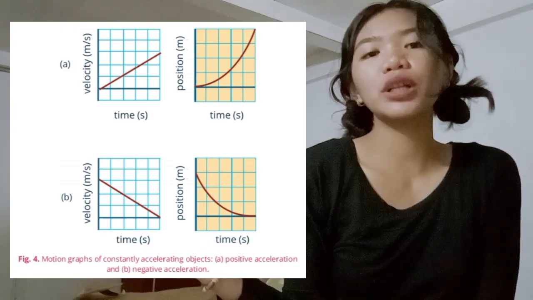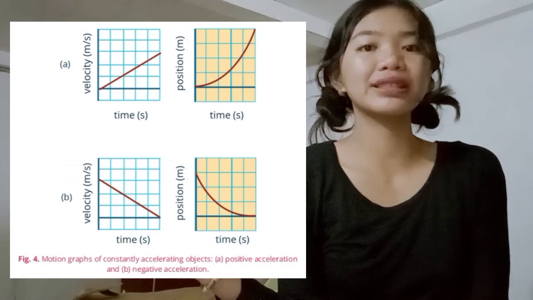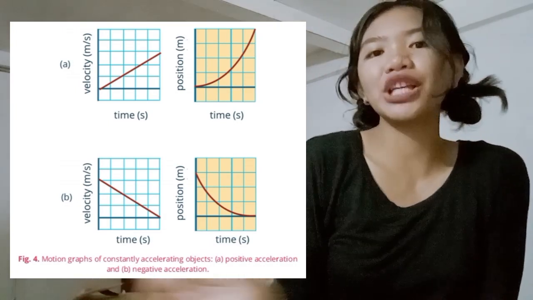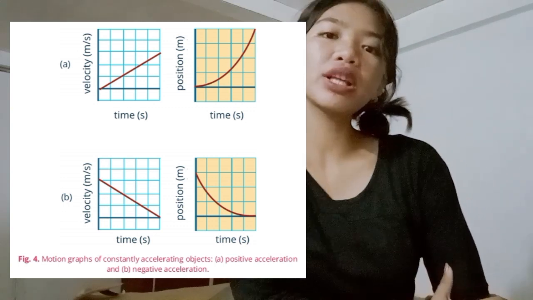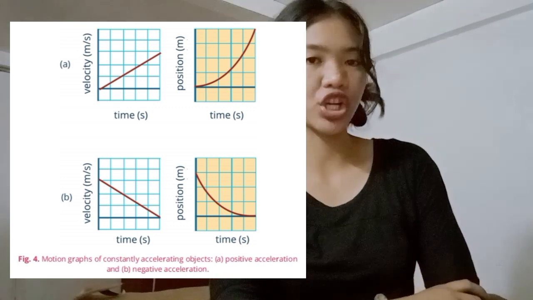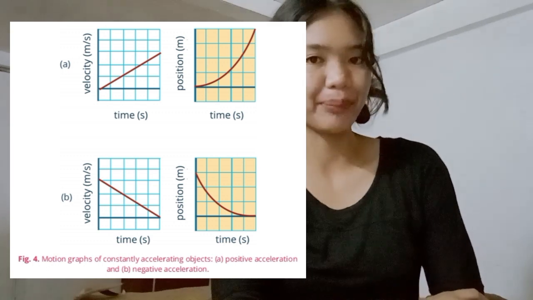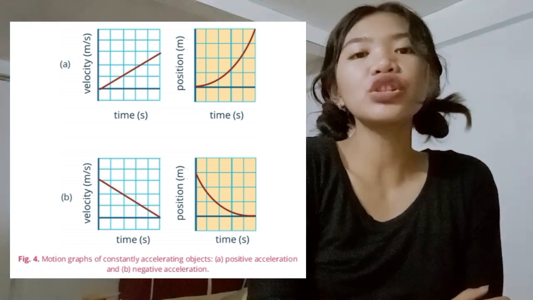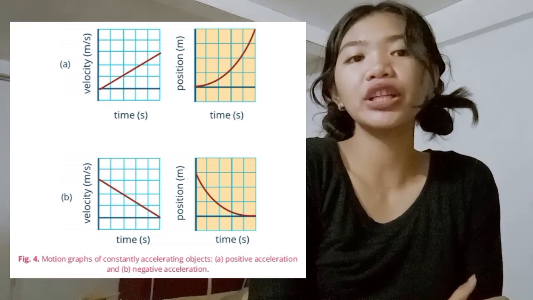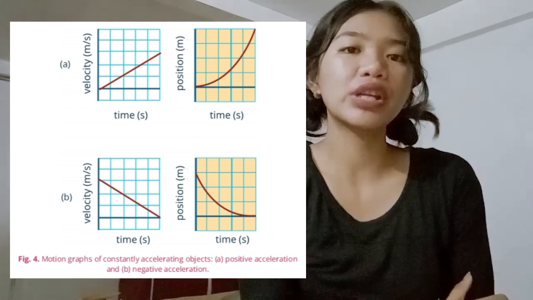Objects that are constantly accelerating change their velocity at the same rate over time. An example of this is an object undergoing free fall. This figure shows the motion graphs of objects that have constant acceleration. As can be seen from figure A, an object that has a positive acceleration has a constant increase in its velocity per unit time. Also, the position traveled by a positively accelerating object exponentially increases over time.